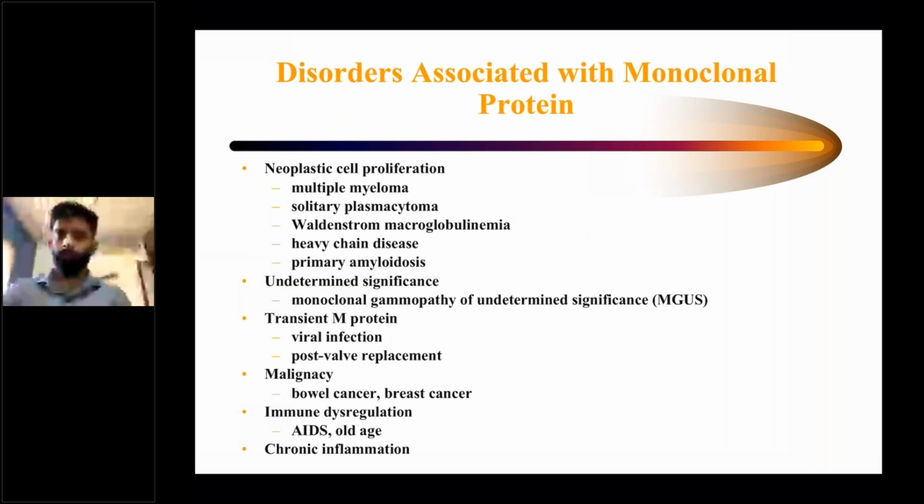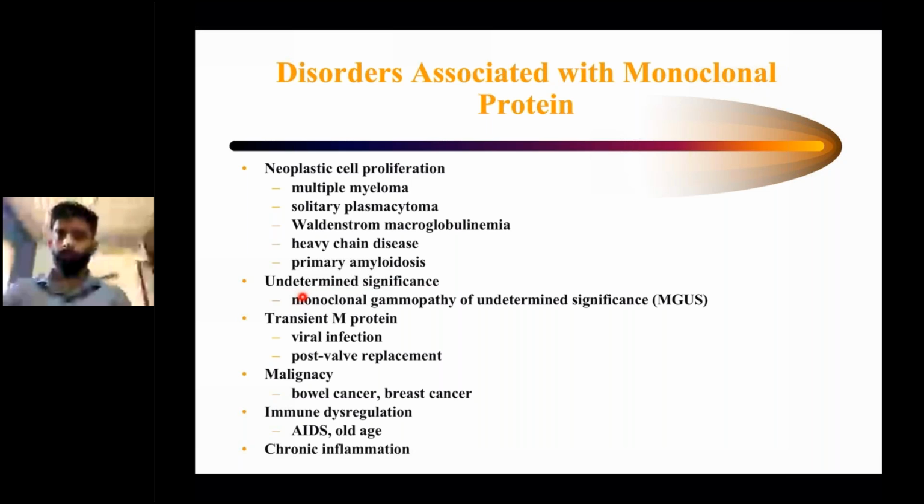So coming lastly, what are the disorders associated with monoclonal protein? So first one, neoplastic cell proliferation is seen in multiple myeloma, solitary plasmacytoma, Waldenström's macroglobulinemia, heavy chain disease, and primary amyloidosis. Again, amyloidosis is primary amyloidosis. There will be deposition of amyloid material. It can be seen in the heart, the kidney, the lungs, and the brain also.